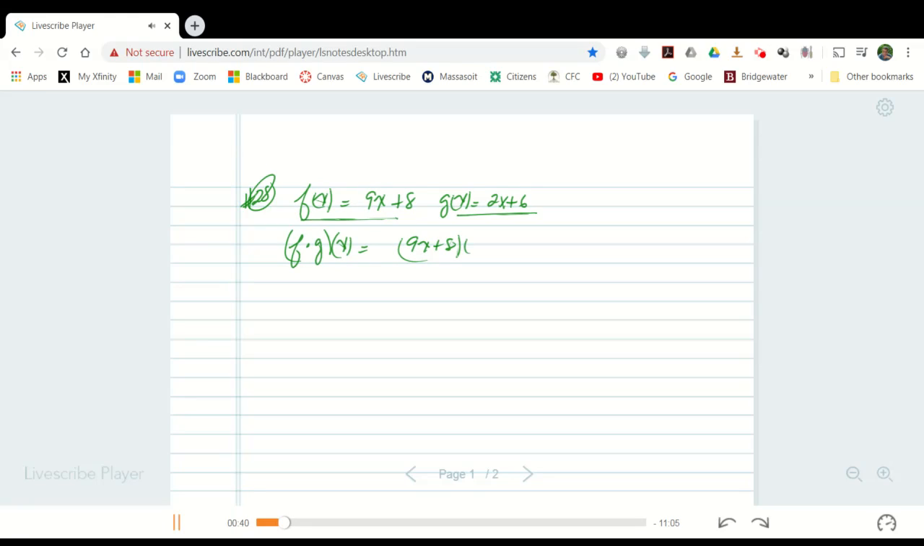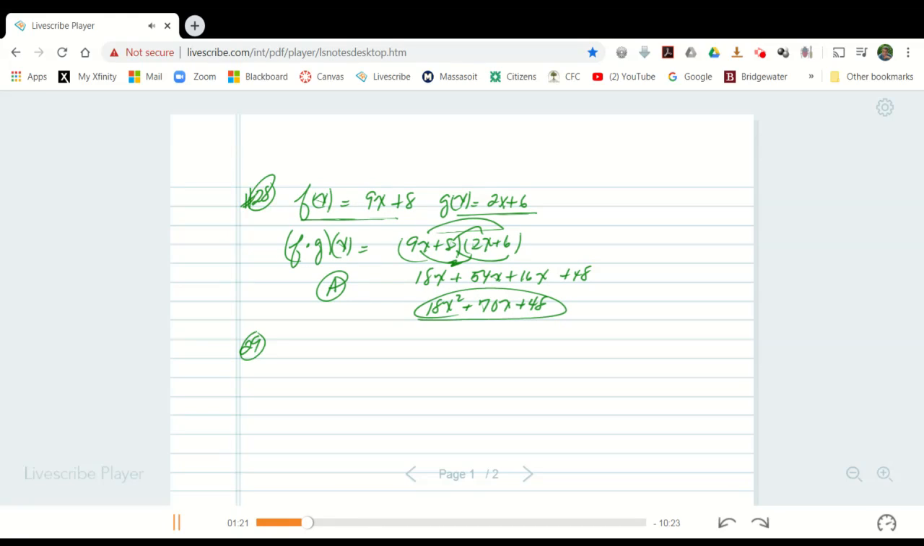So what ends up happening here, you're multiplying, it's going back to intro algebra where you're FOILing. 9x times 2x, 18x squared, outside terms 54x, inside terms 16x, and last term 6 times 8, 48. So this is a squared, by the way, 18x squared plus 70x plus 48. Just a straight out FOIL problem.